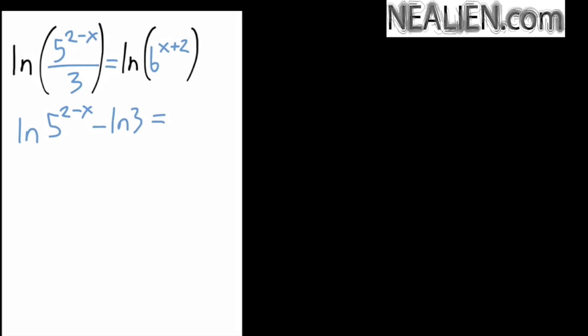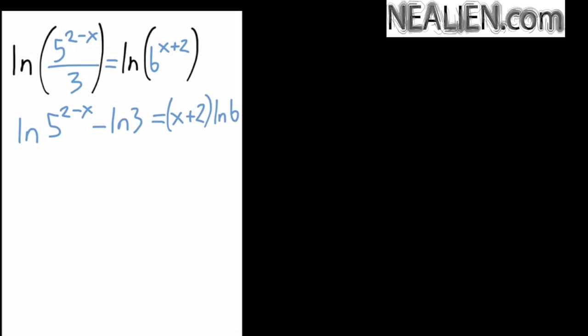And on the right side, there's another property that I'm going to show that says that if you have the natural log of 6 to the x plus 2, basically the exponent comes in front, and you're left with x plus 2 times natural log of 6. I am going to use parentheses to show that the x plus 2 is all multiplied by the ln of 6, because if you didn't have the parentheses, it might look like just the 2 was being multiplied by the ln of 6. That's the standard notation.